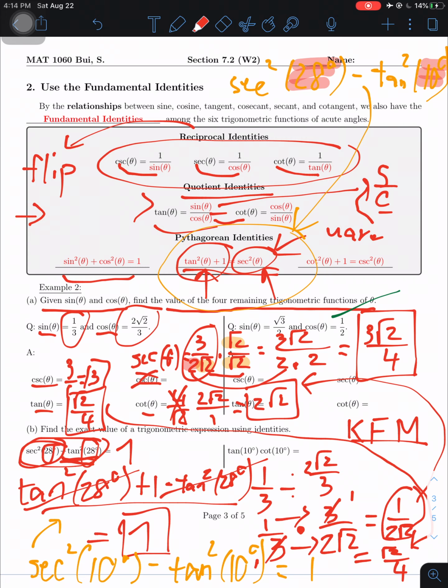Okay, we're going to learn something about double angle, half angle, and some relationships between two angles in these half positions, but later, not in 7.2. So for 7.2, the angles must be the same if you use Pythagorean identities. Okay?